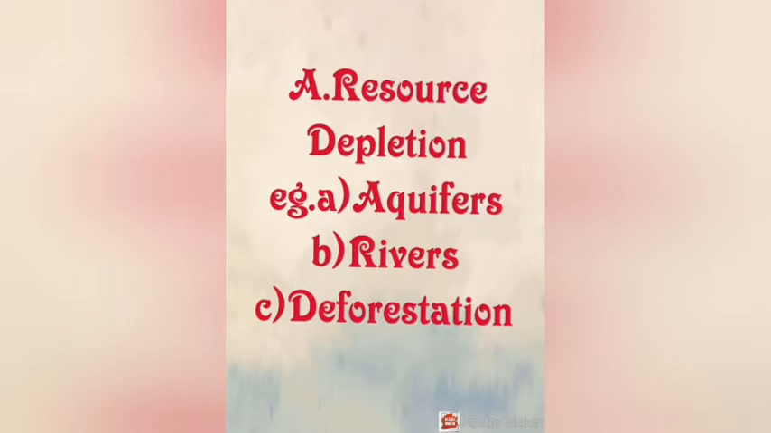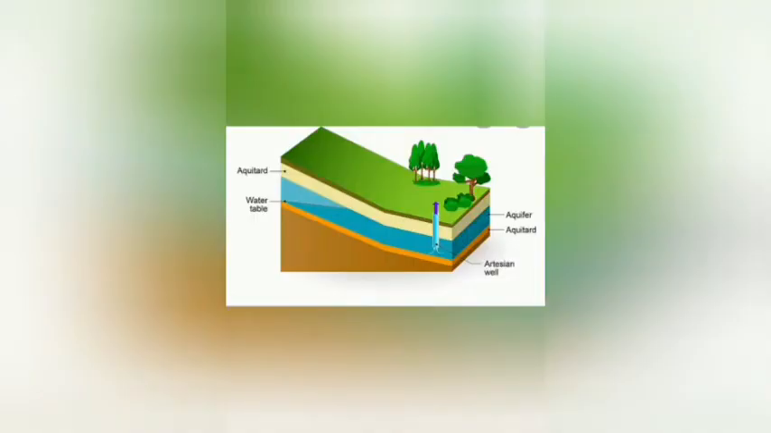B. Rivers. Rivers have also been dammed and diverted, causing irreversible damage to the ecology of water basins. C. Deforestation. Biodiversity habitats such as forests, grasslands, and wetlands are the other major resource facing rapid depletion, largely due to the expansion of areas under agriculture. You can have a look at the picture for the example for the first, that is aquifer.